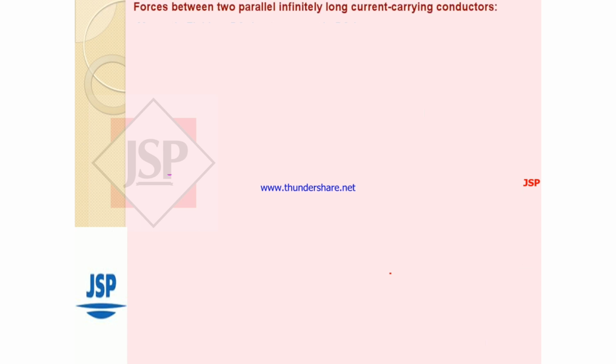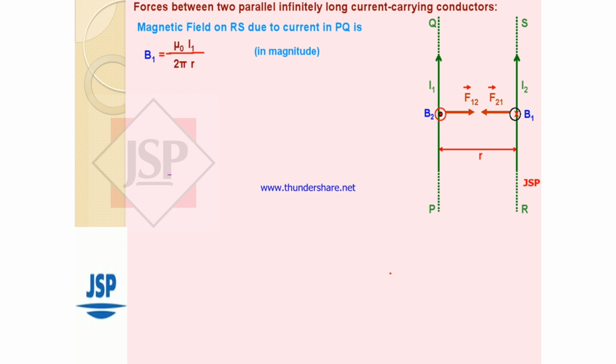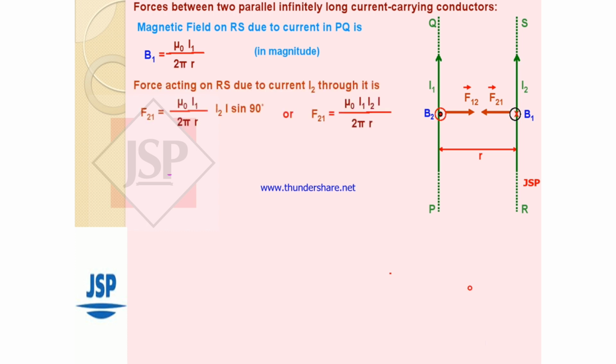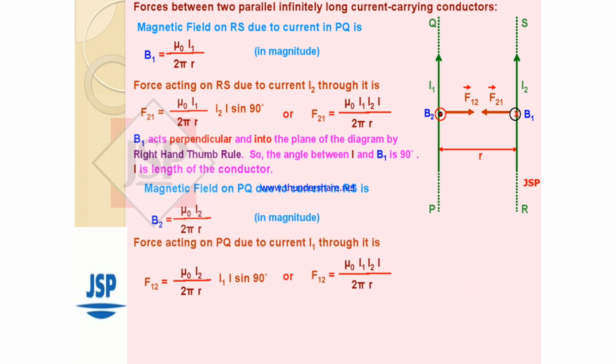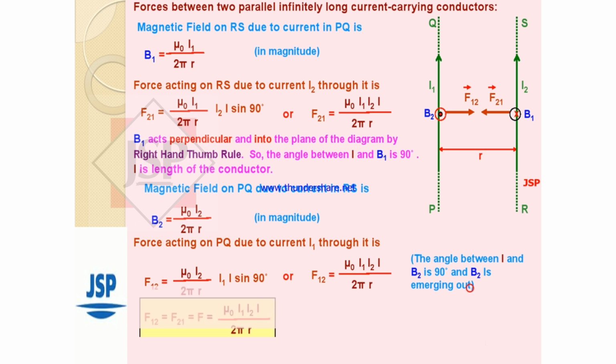Forces between two parallel infinitely long current carrying conductors. Magnetic field on RS due to current in PQ is B1 equal to mu naught I1 divided by 2 pi R. Force acting on RS due to current I2 through it is F21 equal to mu naught I1 divided by 2 pi R times I2 L sin theta, or F21 equal to mu naught I1 I2 L divided by 2 pi R. B1 acts perpendicular and into the plane of the diagram by right hand thumb rule, so the angle between I and B1 is 90 degrees. L is the length of the conductor.